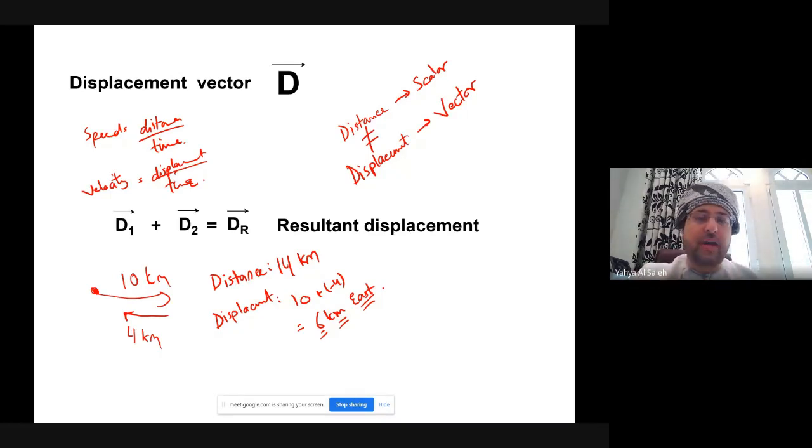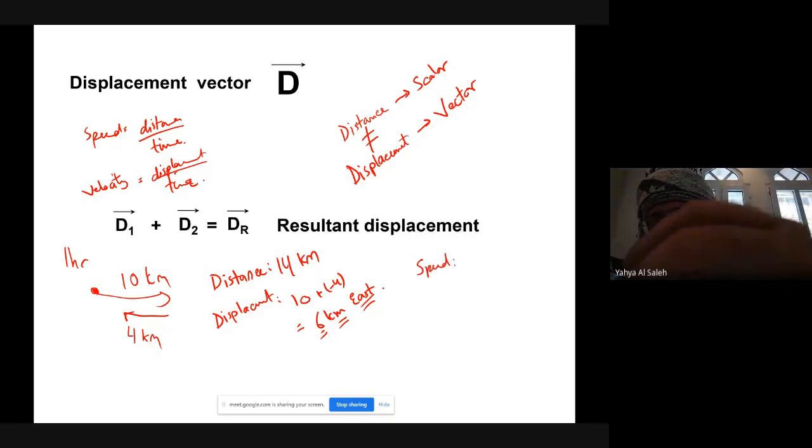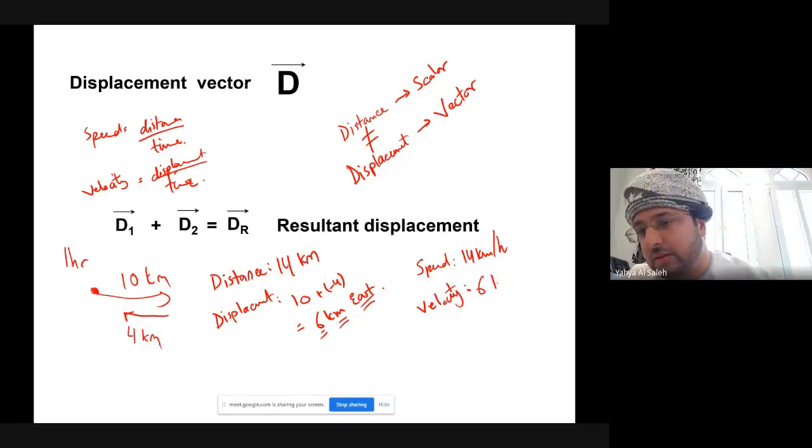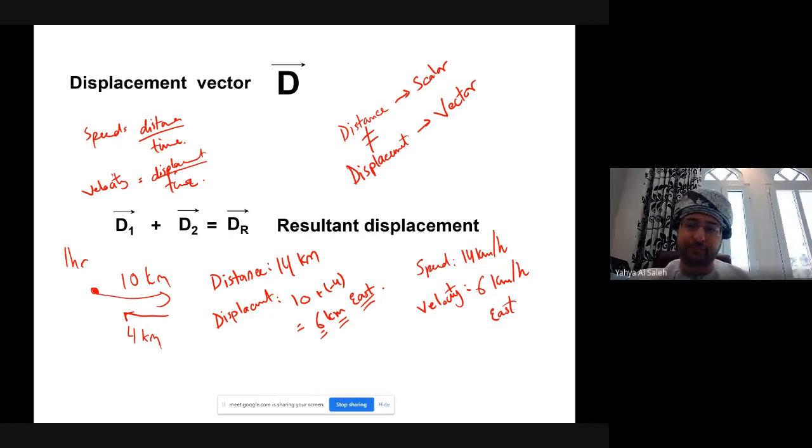So if I do this in 1 hour, say I'm walking, for example, my speed would be 14 kilometers per hour, right? But if I ask what is my velocity, it will be 6 kilometers per hour east. What's the difference? Well, my speed tells me I am moving 14 kilometers an hour, which is correct.